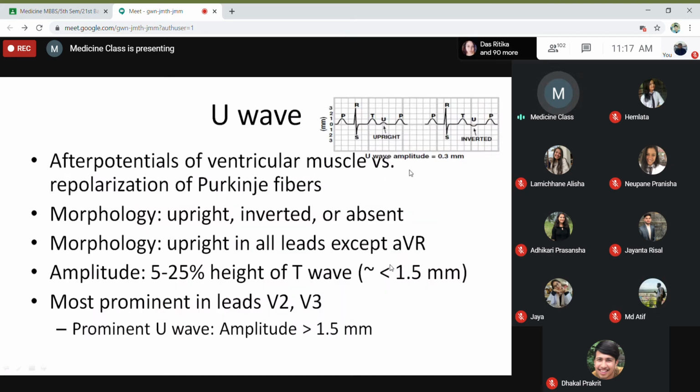U wave comes just after the T wave, and it's mostly prominent in V2 and V3 leads. And usually this is considered to be because of repolarization of Purkinje fibers, and it's usually upright, and most of the time it's absent. Height is around 1/4 of T wave, and it generally denotes the repolarization of Purkinje fibers.